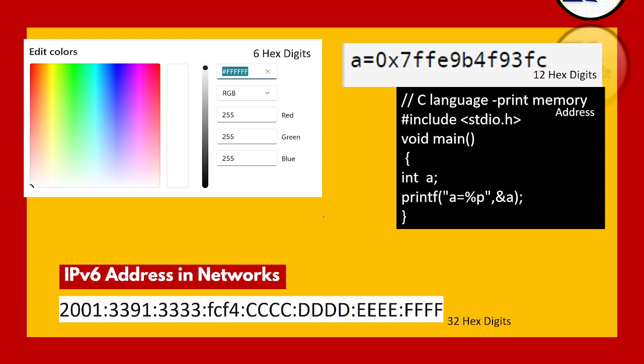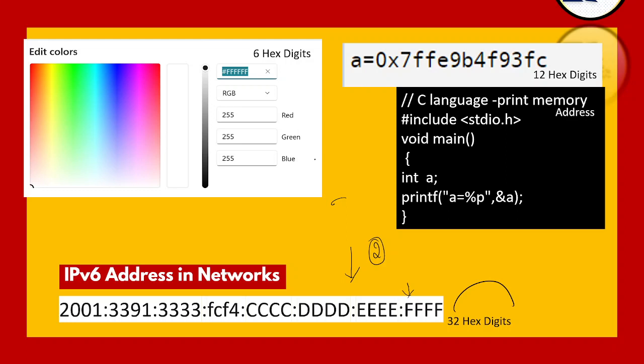Now, if I ask you to check your Internet Protocol version 6 address in your internet settings on a Windows laptop or PC, you will see a big number which is made up of 32 hexadigits. So this is also a hexadecimal number.